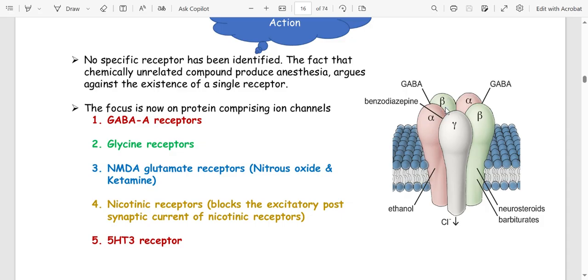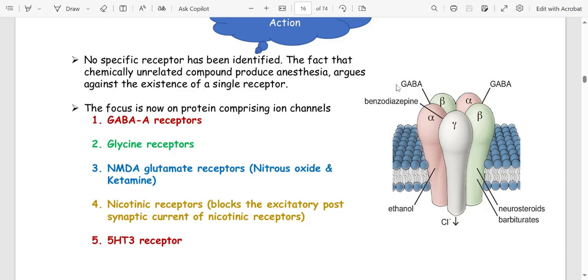Now for the beta subunit, that's where GABA itself, that inhibitory neurotransmitter, actually binds. And then the benzodiazepines will bind on a different subunit, the gamma subunit. And then on the beta subunit, you have other drugs that bind, like the neurosteroids and barbiturates.